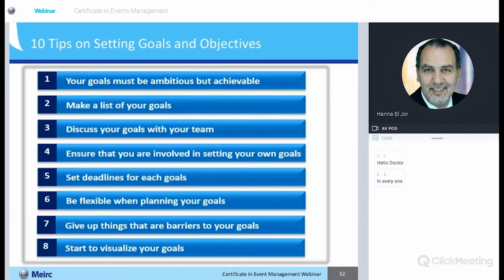Goal, objective, of course, they're not the same. In the translation into Arabic, they may be the same, but goal is something long-term. In the business plan, it is parallel with vision, and objective would be or should be parallel with mission. So this is what we need to do as far as setting the objectives. Your goals should be ambitious, challenging, but also achievable.